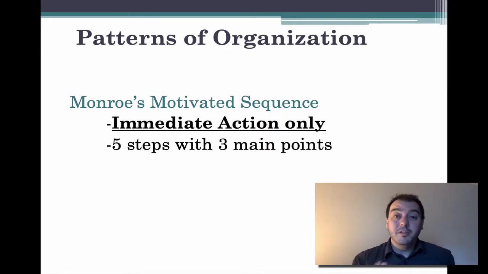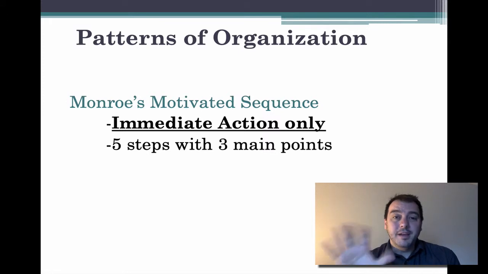But Monroe's motivated sequence was all about getting people to do something, to go and buy a car, to change their dish detergent, to start a workout program. And I'm going to run through a couple of examples for you so that you see how this works, and then you're going to have a chance to practice it on your own, or at least analyze it for yourself.